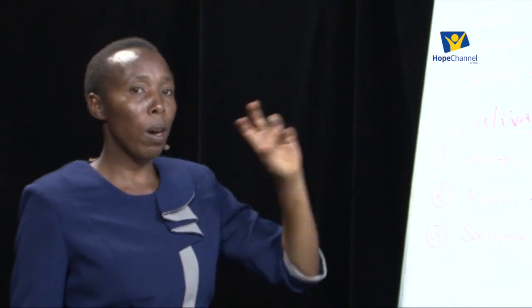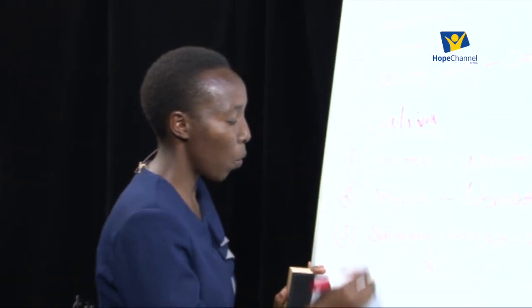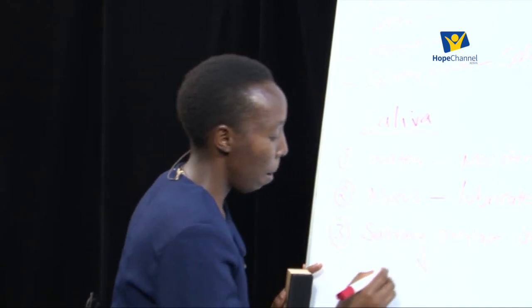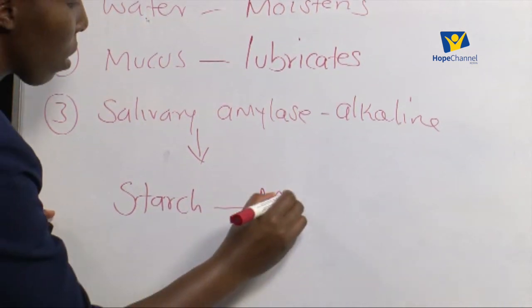Remember we said the work of the tongue is to manipulate the food, turn the food, so that it is able to mix together with the water, mix together with the enzyme, and especially enzyme amylase is the key in this case, whereby enzyme amylase breaks down starch into maltose.